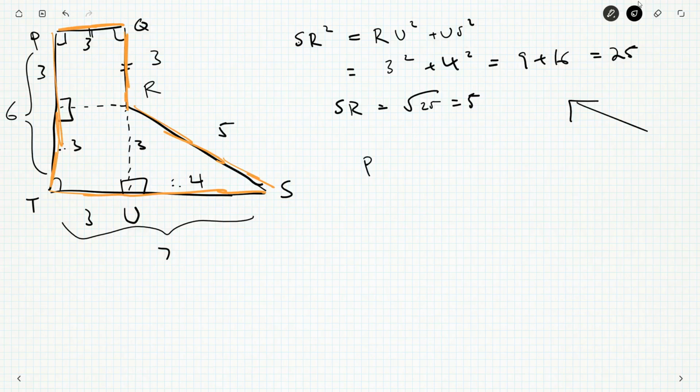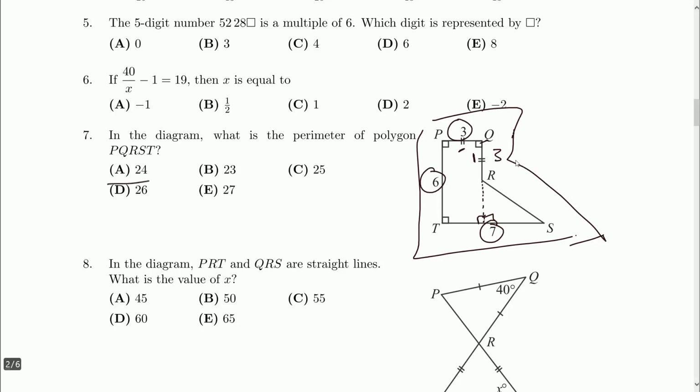And so perimeter, what did I say? It was 24, right? 12 and 12. Perimeter is 24. Is 24 one of the possible answers? I hope so. There it is. It's A.